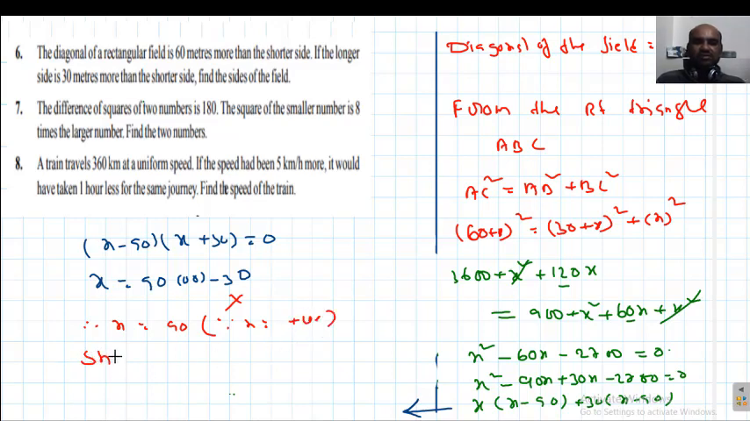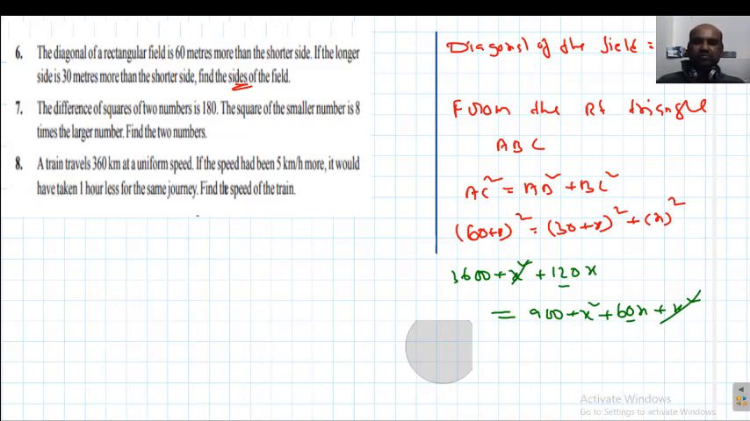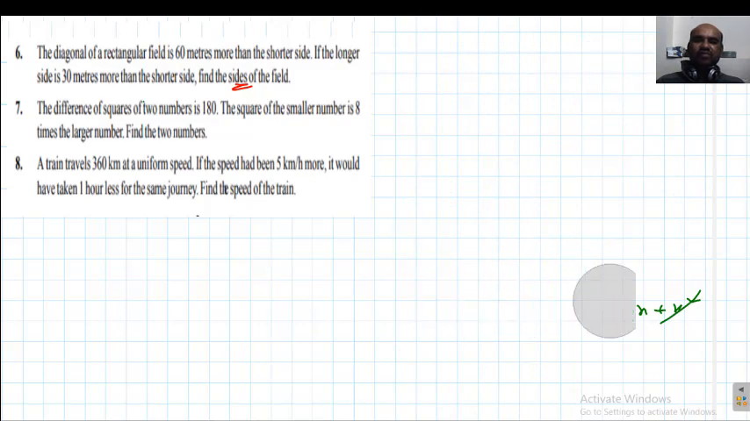Therefore, the shortest side of the field is equal to 90 meters. What is given? Meters. Okay. Then find the sides of the field. Both should be found, so the longer side: directly I can write it, because what is given is the diagonal, not the longer side: 30 more, 90 plus 30, that is 120 meters. Okay. At last, you need to write conclusions for every problem.